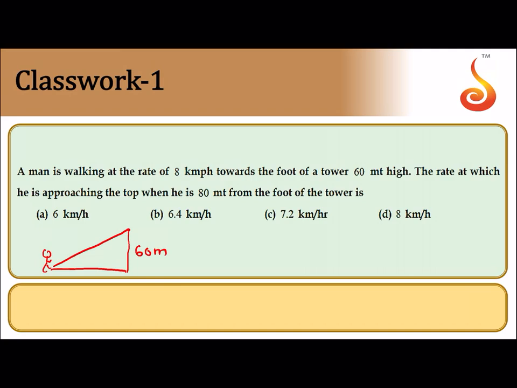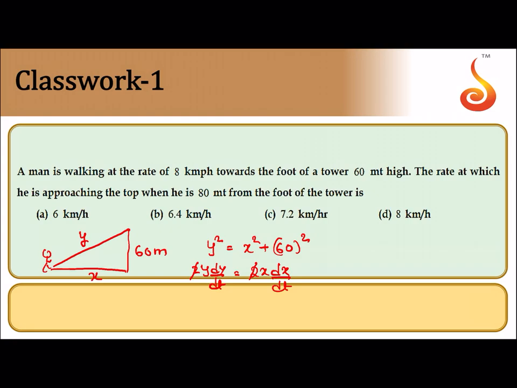Next we come to the application of derivatives. A man is walking at a rate of 8 kilometers per hour towards the foot of a tower 60 meters high. So this is the man walking towards a tower which is 60 meters high. Now this I take as x, this I take as y. What is the relation we know? y square is equal to x square plus 60 whole square.